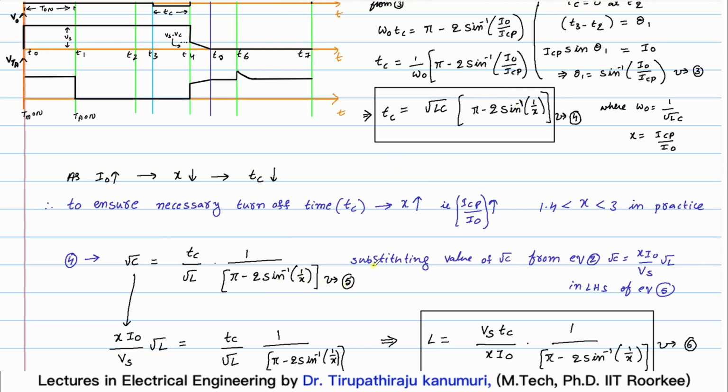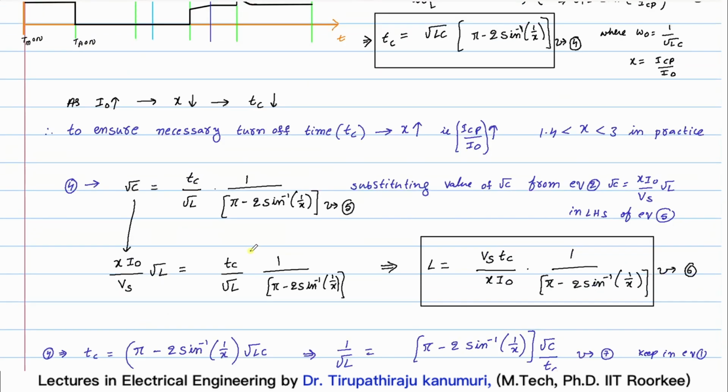So now we have seen in equation number 2, we got root C is equal to x times I naught by Vs into L. I told you we are going to use it later on. So this I am substituting in the left hand side, instead of this root C. When you replace that, from here I am rewriting x into I naught by Vs into square root of L is equal to Tc by root L into 1 by pi minus 2 sin inverse of 1 by x. So from this I can calculate my value of L.